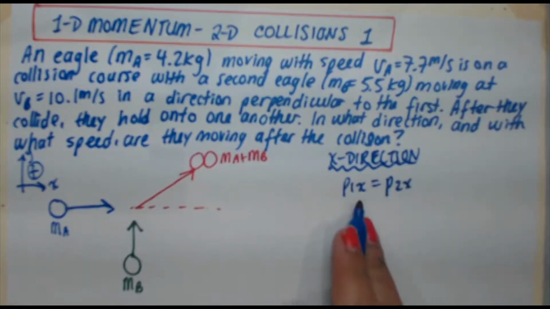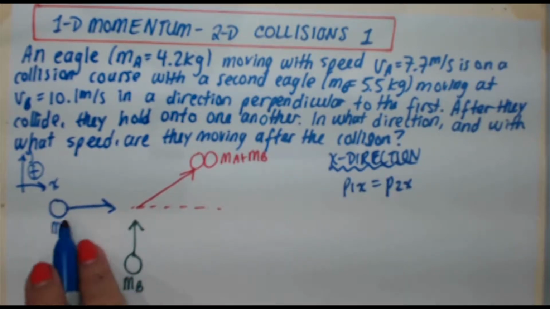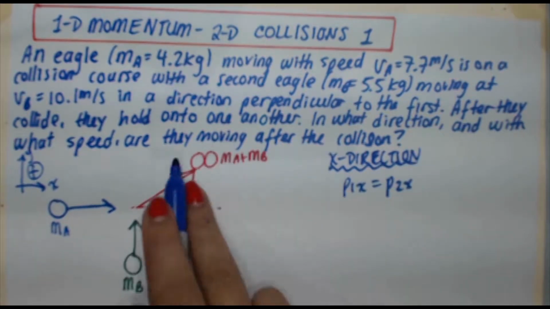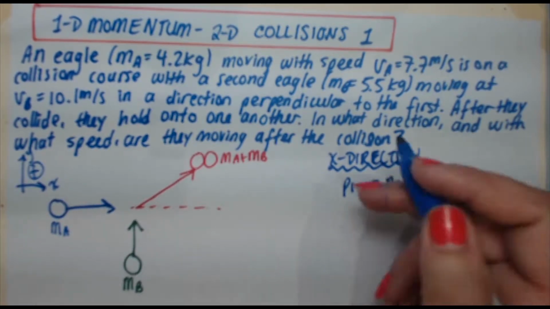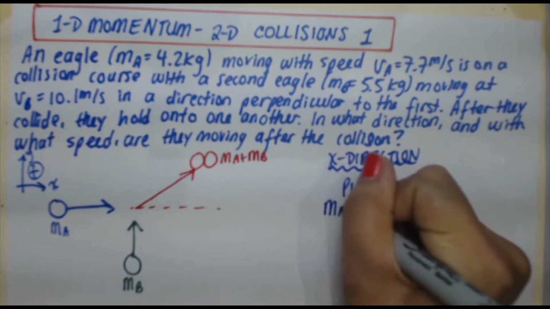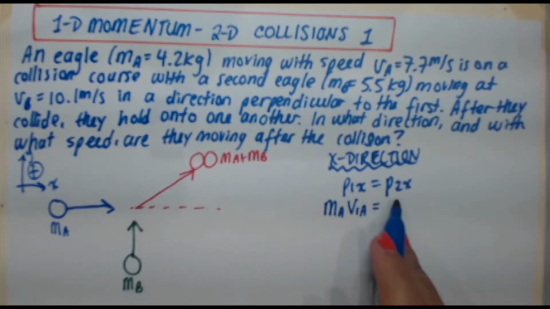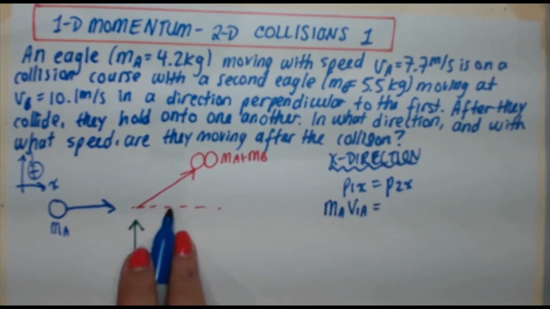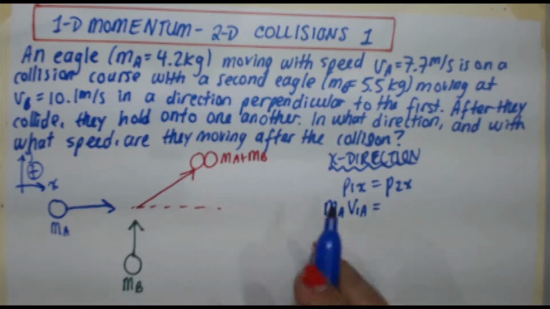Originally, in the X direction, the only thing that has an X component is MA. These two are the P1s, and this one is the P2. So for P1, the only thing that has an X component is MA, so P1X is just MA V1A. Finally, after the collision, we have only one component in the X direction. It's the masses of both of them, and we'll need the X component for that.